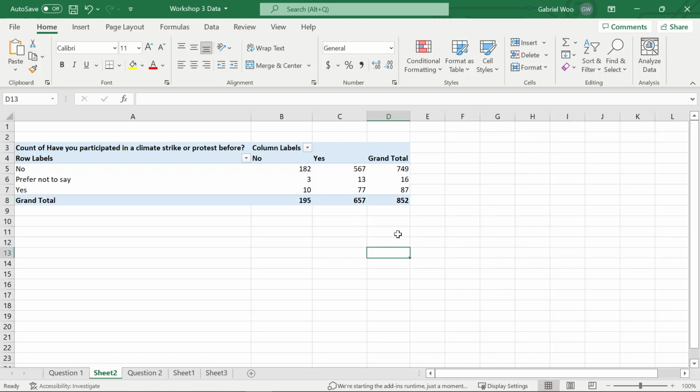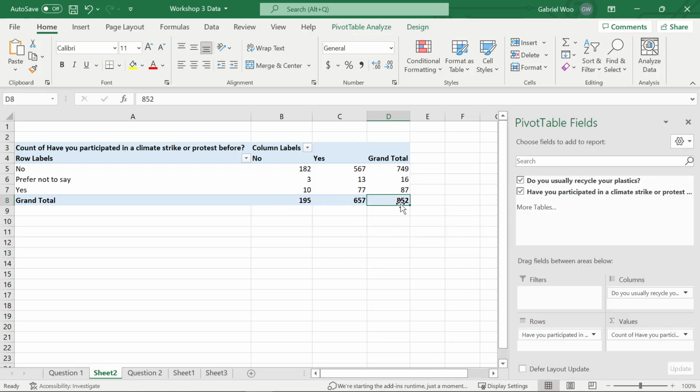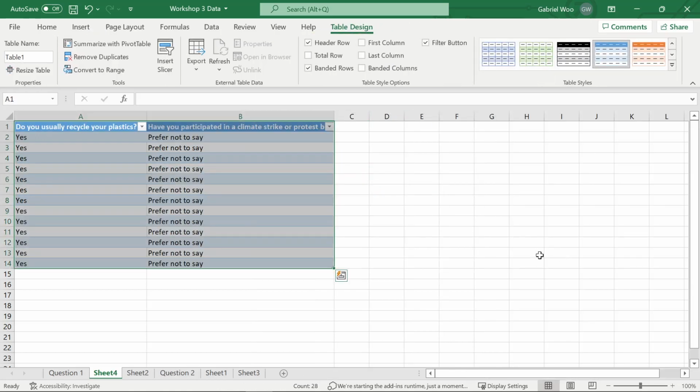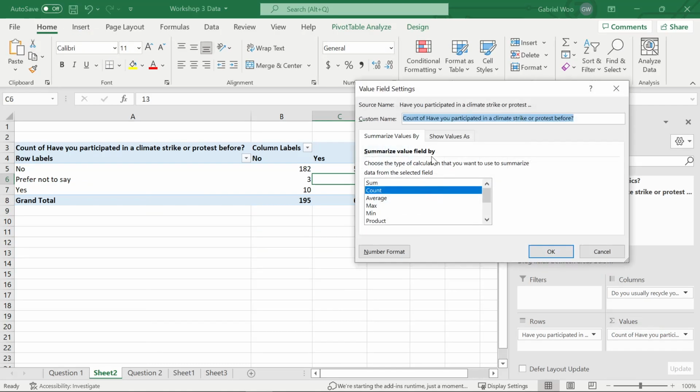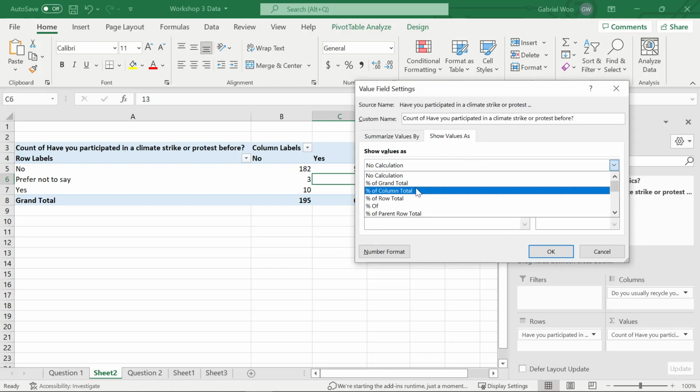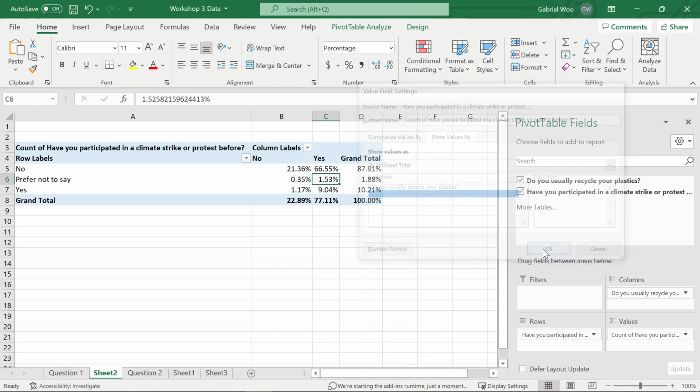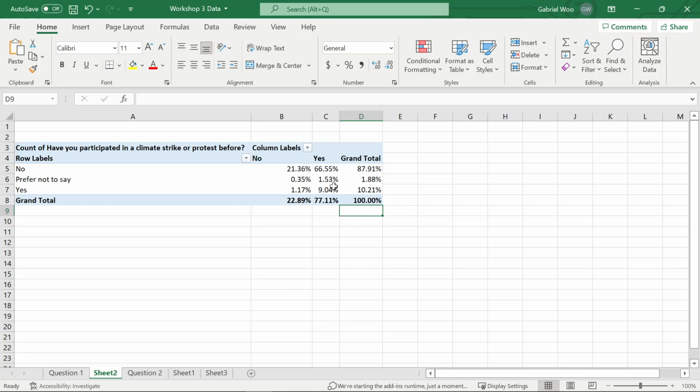Out of the 552 people who have answered the survey, 749 have not participated in a climate strike, whereas 16 people prefer not to say, and 87 people says they have participated in a climate strike. So let us, instead of using these numbers, let us turn values into a percentage of grand total. That would make a lot more sense.